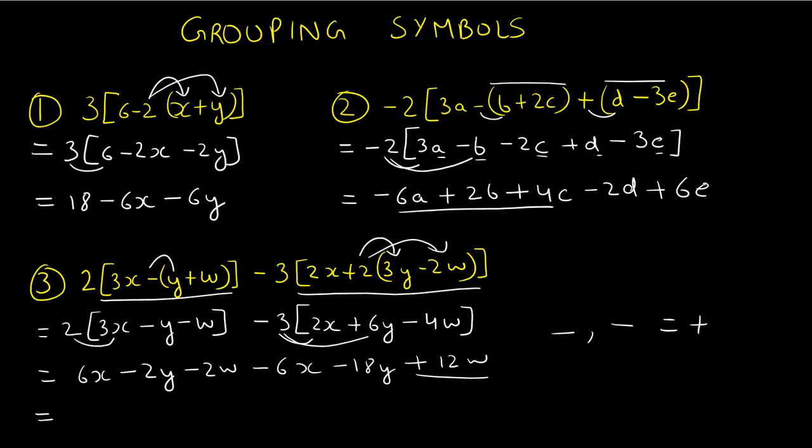Now we see if we can further simplify this, and we can. We have two x's, these are like terms, one is negative, one is positive, so they cancel out. Then we have negative 2y and negative 18y, we get negative 20y, and finally we have negative 2w and positive 12w, we get plus 10w, and that is our final answer.